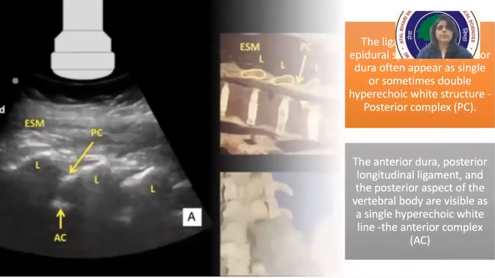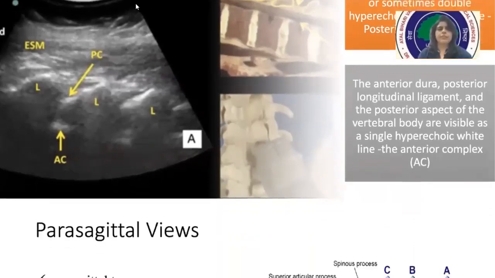Now, while scanning, you should also be familiar with the two complexes, anterior complex and posterior complex. It is very important to know what is anterior complex and what is posterior complex. Posterior complex comprises ligamentum flavum, posterior dura, and epidural space. It often appears as a single hyperechoic line, or sometimes, if you are lucky enough, you can see it as a double line. The anterior complex comprises anterior dura, posterior longitudinal ligament, and posterior part of the vertebral body. It is also visible as a single hyperechoic white line.